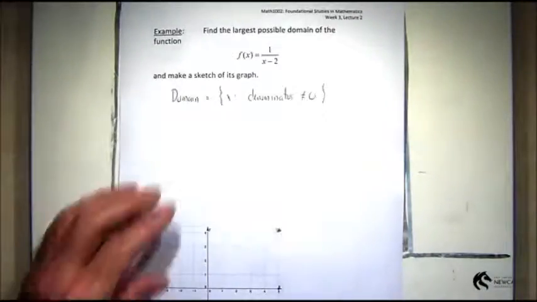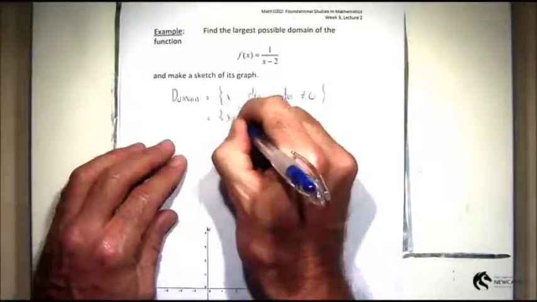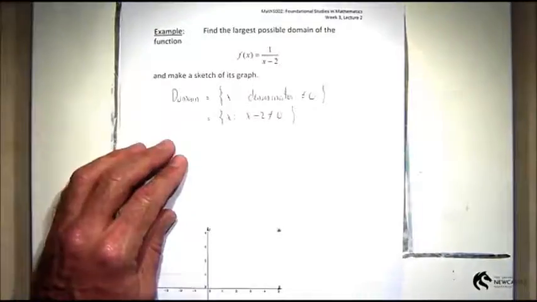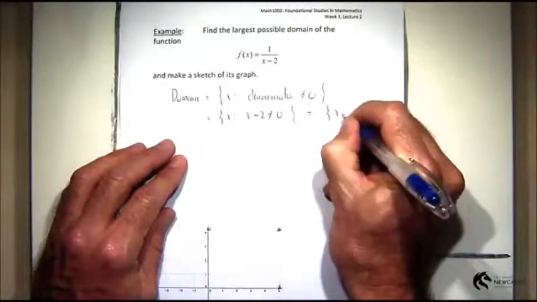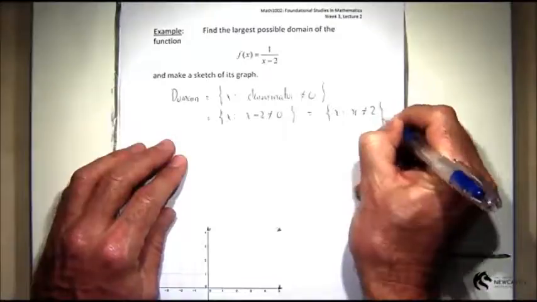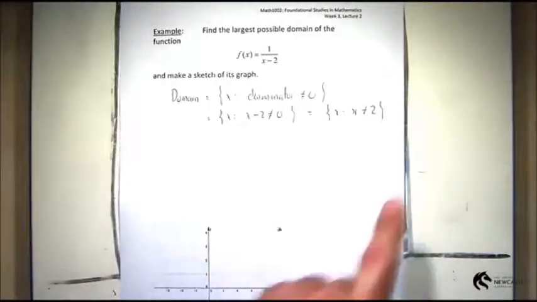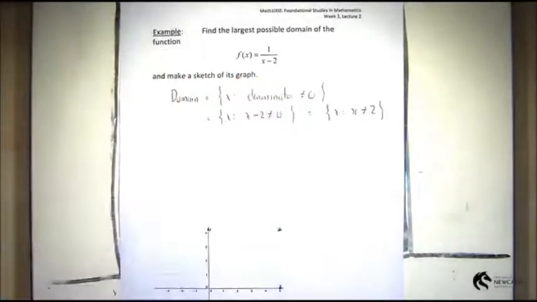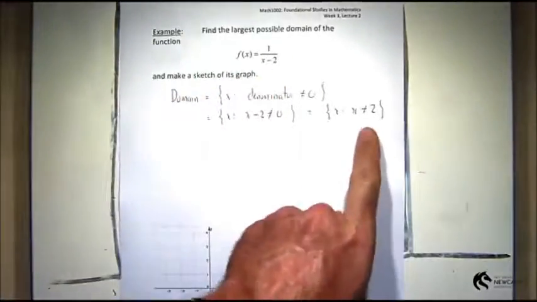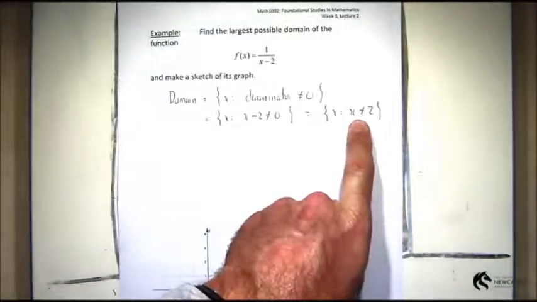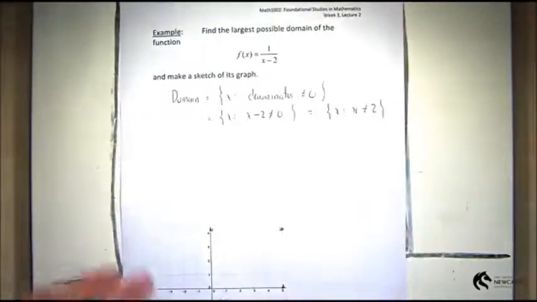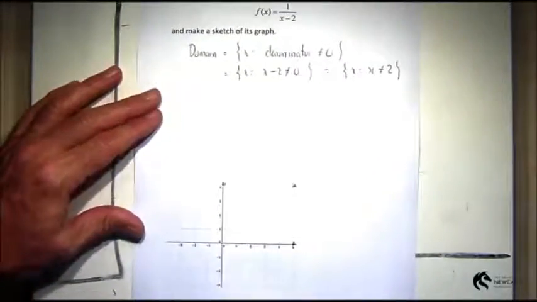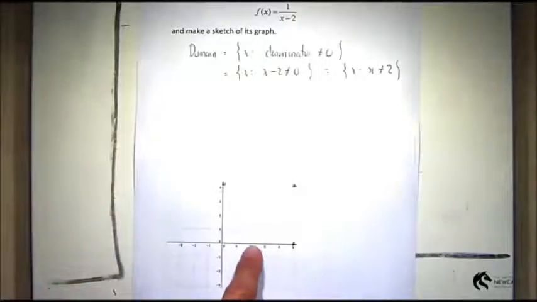So that means it's the set of x values such that x minus 2 is not equal to 0. And of course, that is the set of x values such that x is not equal to 2. So long as x is not 2, I can calculate the value of f. When x is equal to 2, the thing is undefined. So x equal to 2 is not in the domain. So that means when I come down here and sketch the graph of this thing, there's no point on the graph associated with x equal to 2.